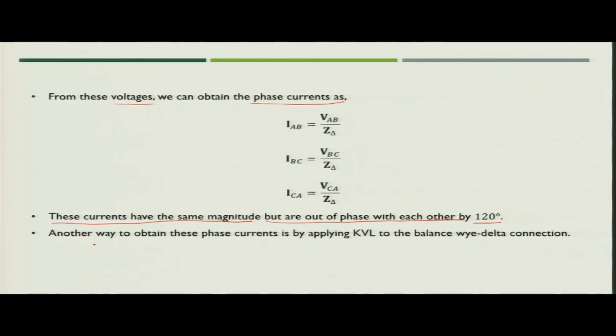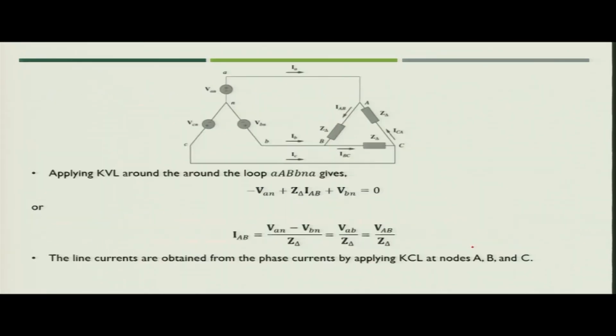Now, we have another way to obtain these phase currents. How? We simply apply Kirchhoff's voltage law to the balanced Y-delta connection. Let us see this particular figure, and to apply KVL we will consider the loop A, capital A, capital B, small b, N and back. That means we start with N, go to A, then capital A, then capital B, small b, and N. This will be the loop in which we apply the KVL.